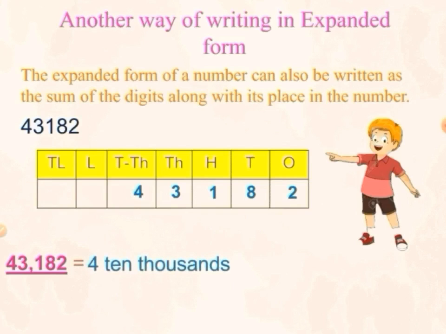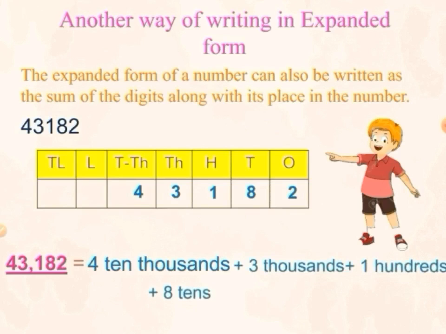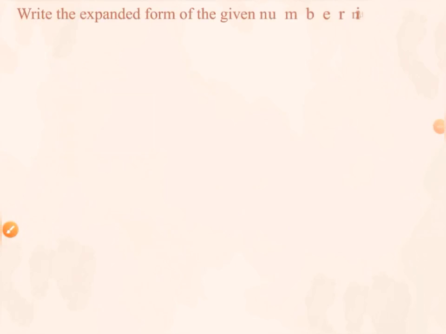So here, since 4 is at ten-thousands place, its place value is 4 ten-thousands. So in this way we'll write the expanded form. It will go like 4 ten-thousands plus 3 thousands plus 1 hundred plus 8 tens plus 2 ones. So we have seen here we can write the expanded form in two ways, one in figures and one in words. Clear, children? Let us take another example in which we will write the expanded form in two different ways.